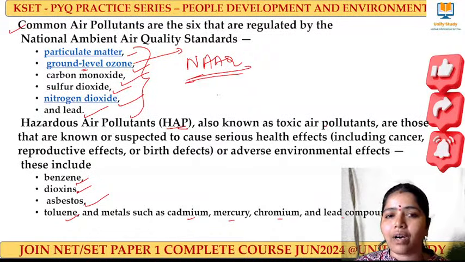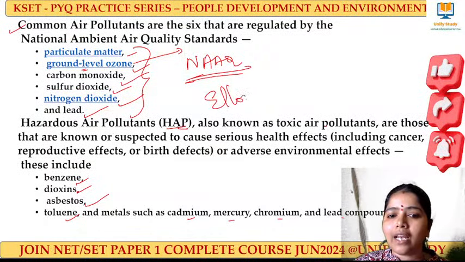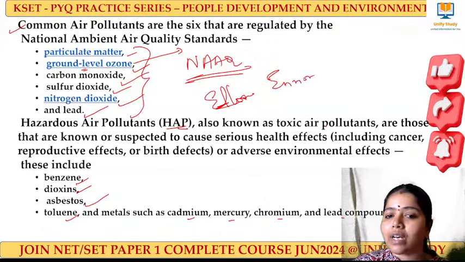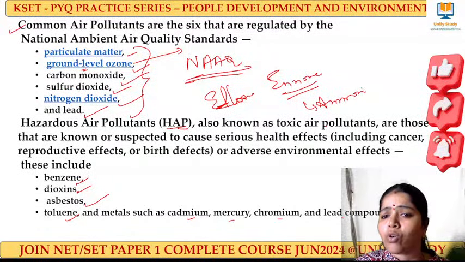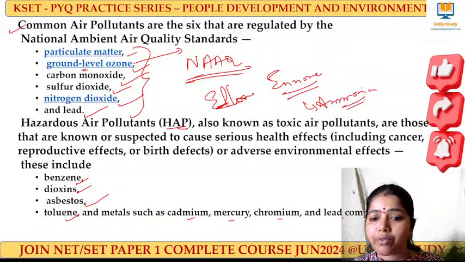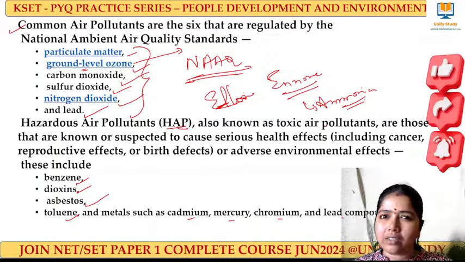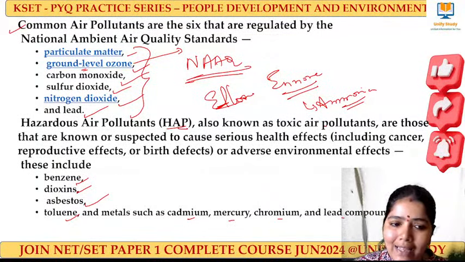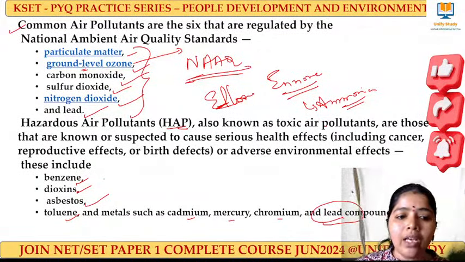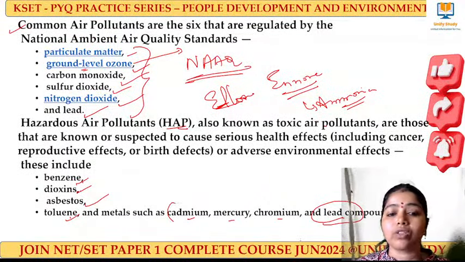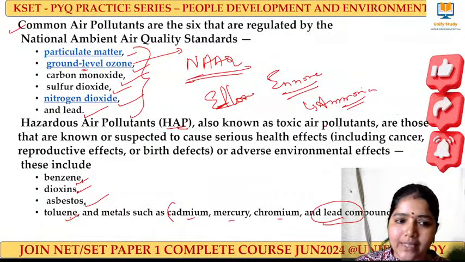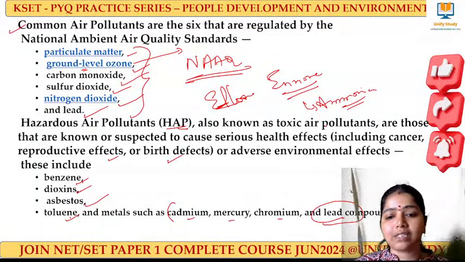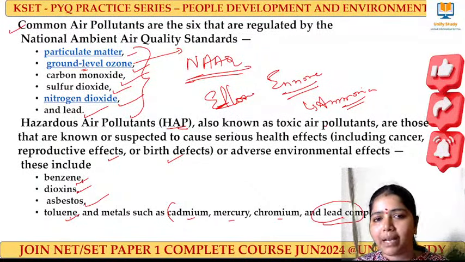Recently in Chennai, in Ennore, we had an issue with ammonia, a very big issue. Many people were affected because of the ammonia gas. Like that, lead is also very, very poisonous. Benzene, dioxin, asbestos, toluene and all these chemicals are called highly hazardous air pollutants. When we inhale them, all kinds of cancer, reproductive problems and birth defects can happen.